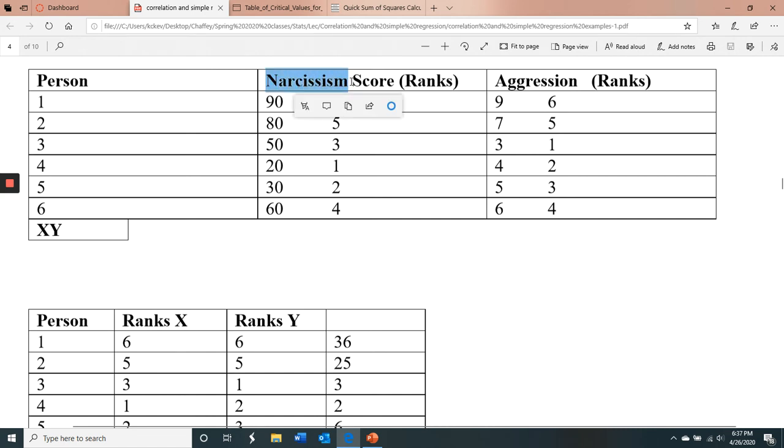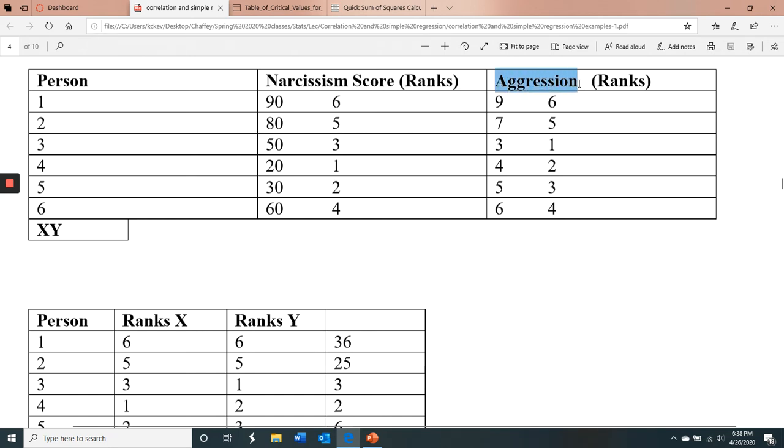So I'm going to start with narcissism. Remember, 1 goes to the lowest score. What's the lowest score on narcissism? Well, it's 20, so they get a rank of 1. I'm going to put the ranks over here. Second lowest score is 30, they get a rank of 2. Next lowest is 50, rank of 3. Next lowest is 60, rank of 4. Next lowest, 80, rank of 5. And the highest score, because we had 6 people here, was 90. They get a rank of 6.